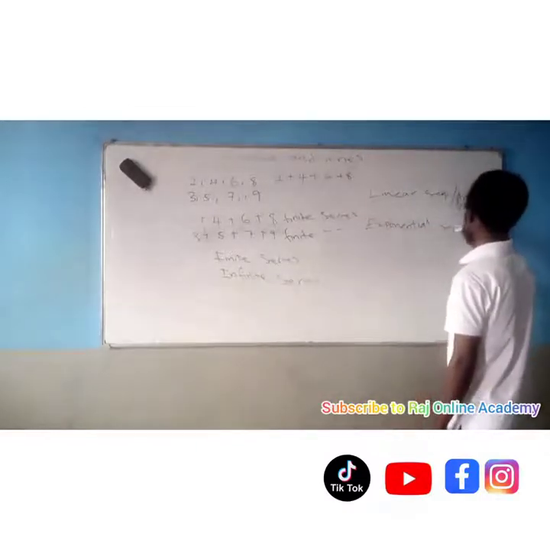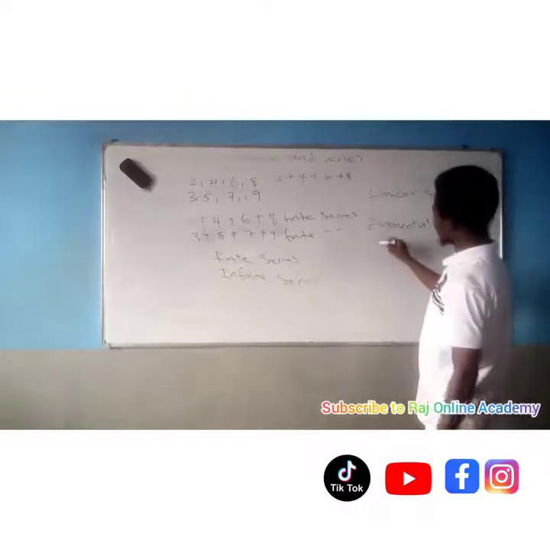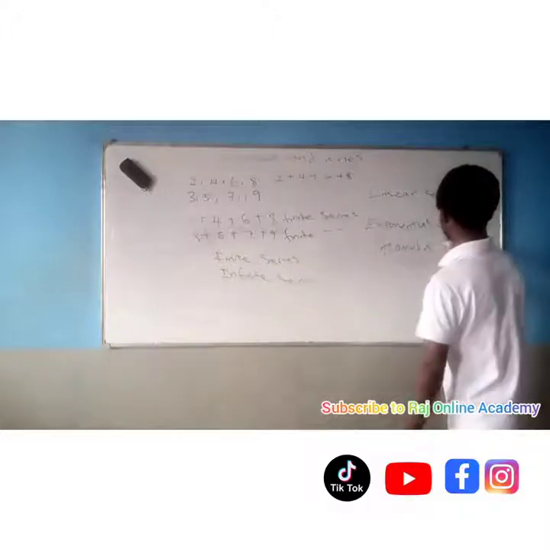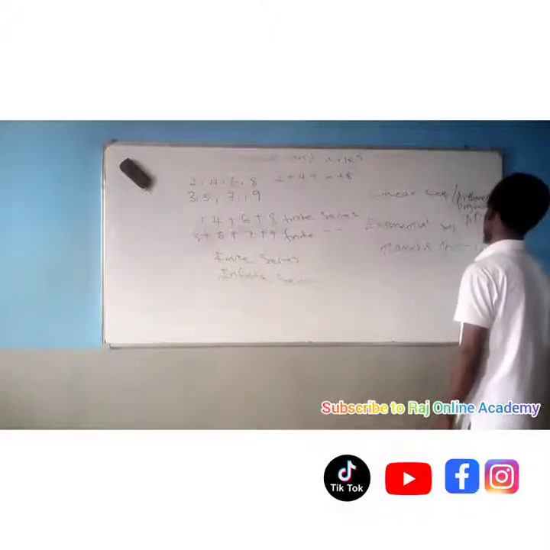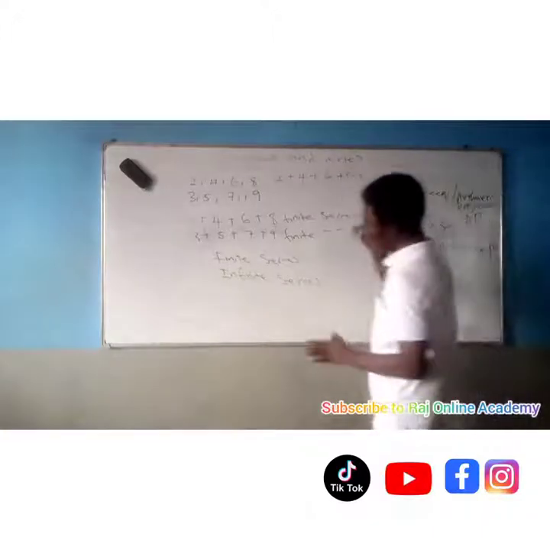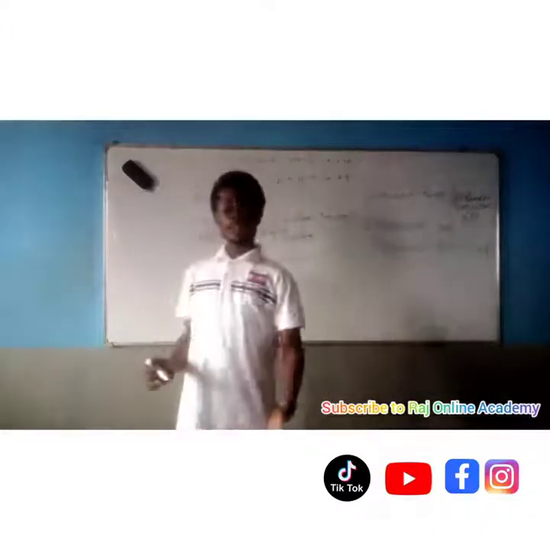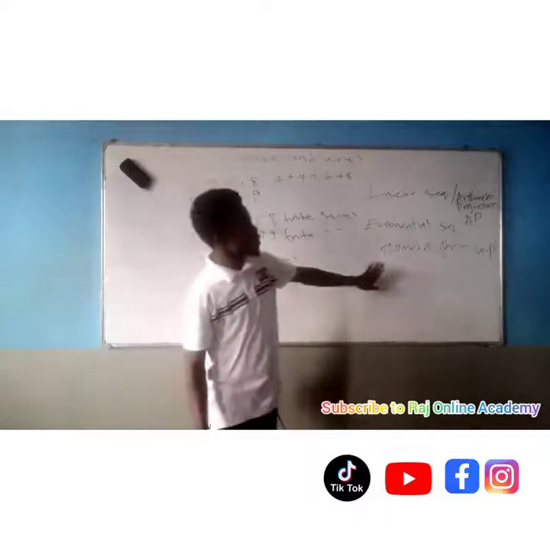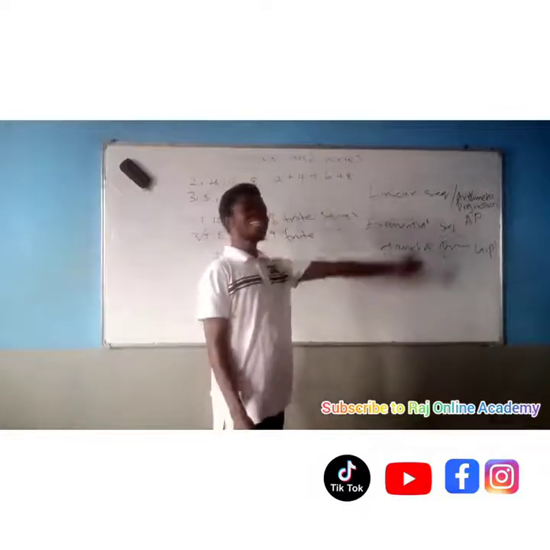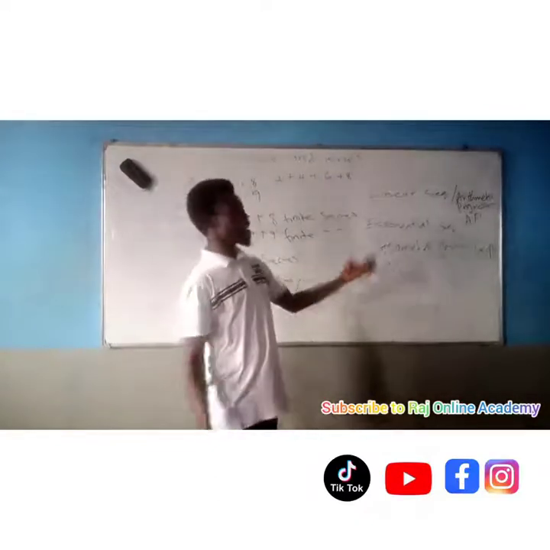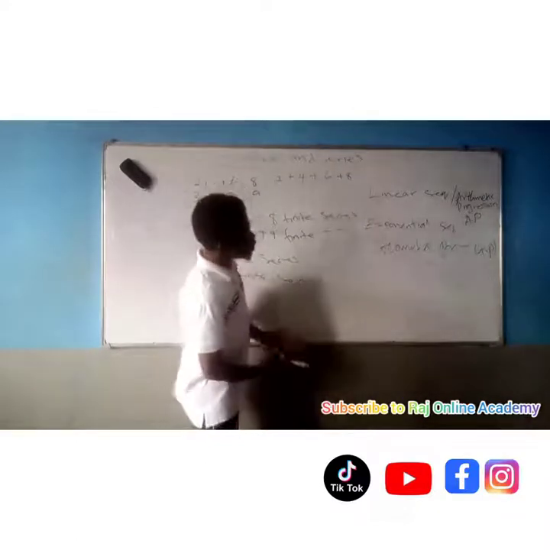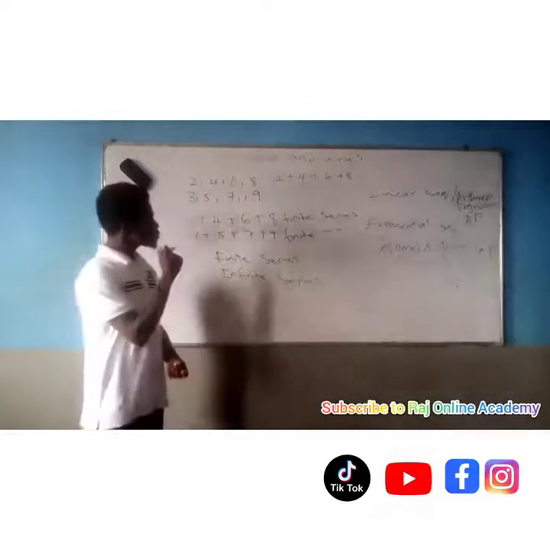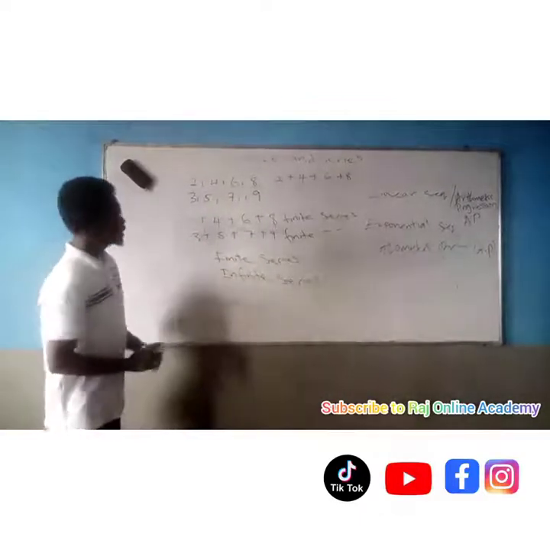The exponential sequence, or we say the geometric progression, GP. So we have talked about the types of series. Now we are on the types of sequence. We say we have two main types of sequence. We have the linear sequence, or the arithmetic progression, and we also have the exponential sequence, or the geometric progression. Now, let's start with the linear sequence.